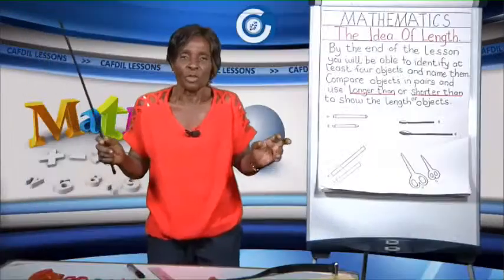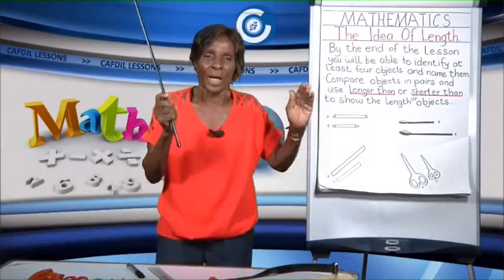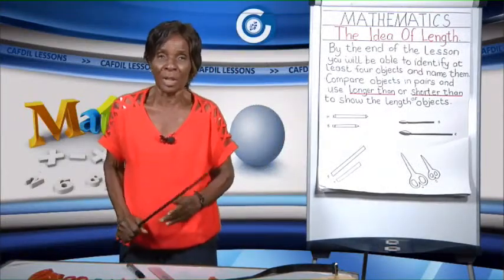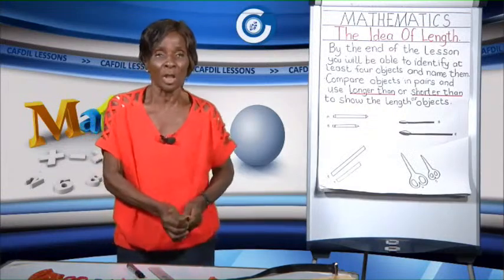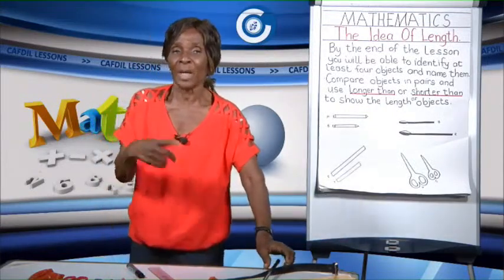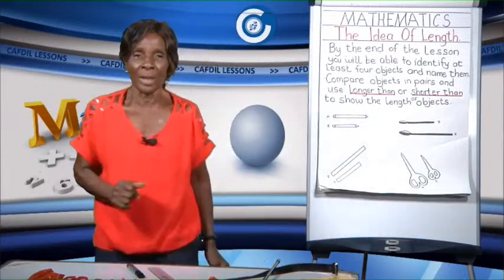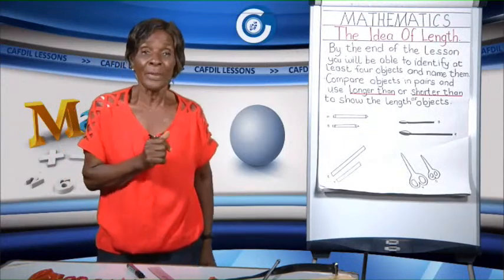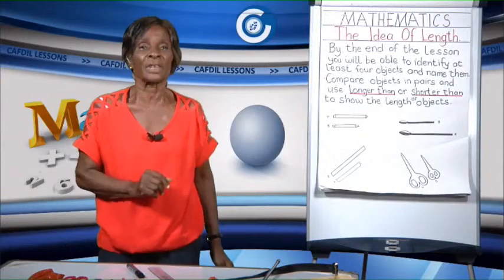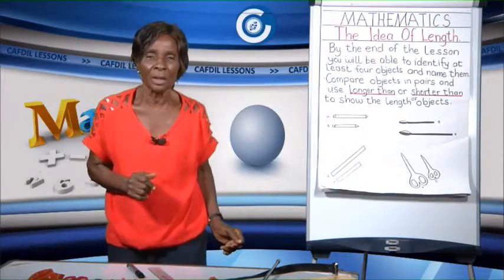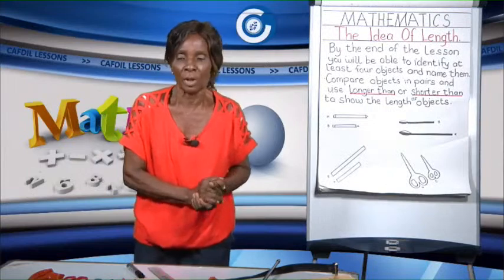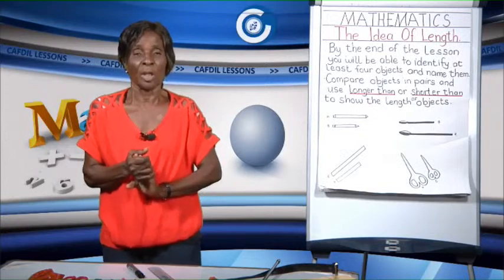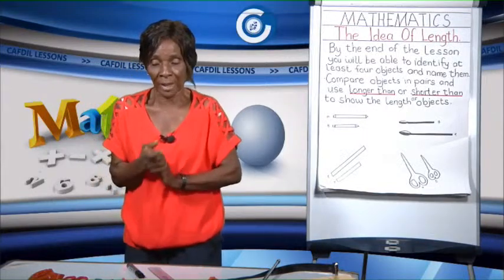Now, we have 2 new keywords. We have longer than or shorter than. Are you okay with me? Good. Now, on your tables, there are some items there. Name one item on your table. You have a pair of scissors. Good. What else? You have a ruler. The next, a pencil.